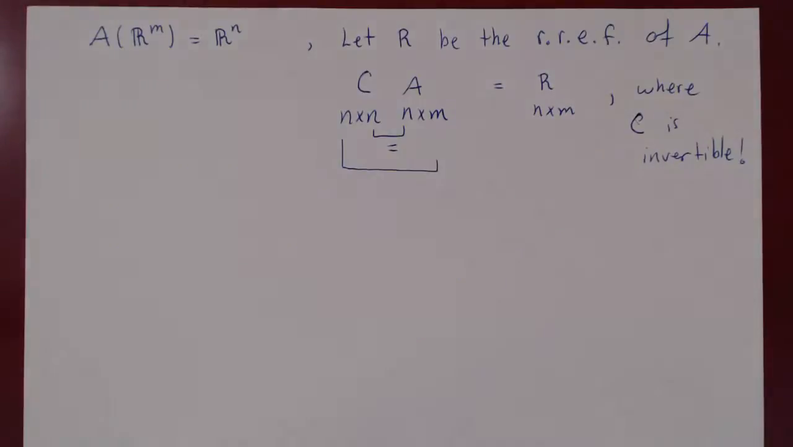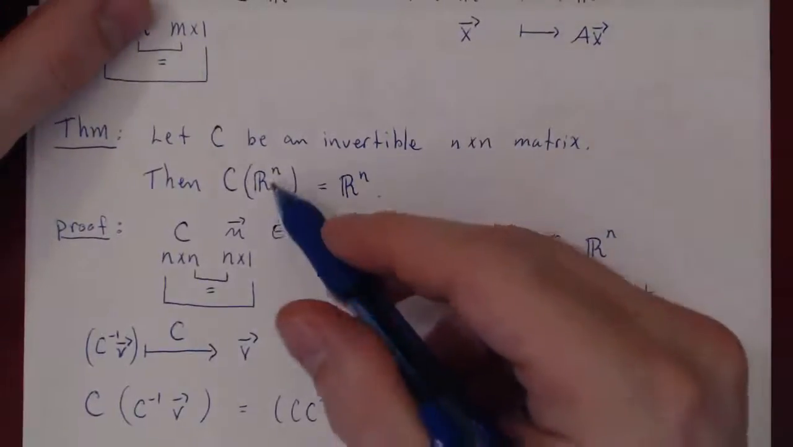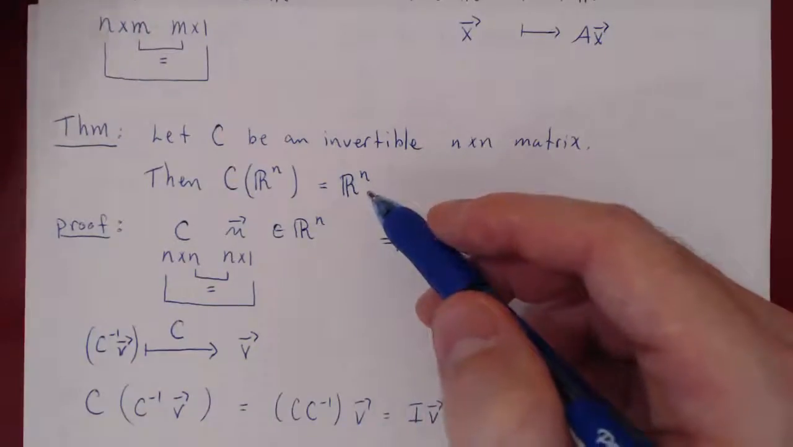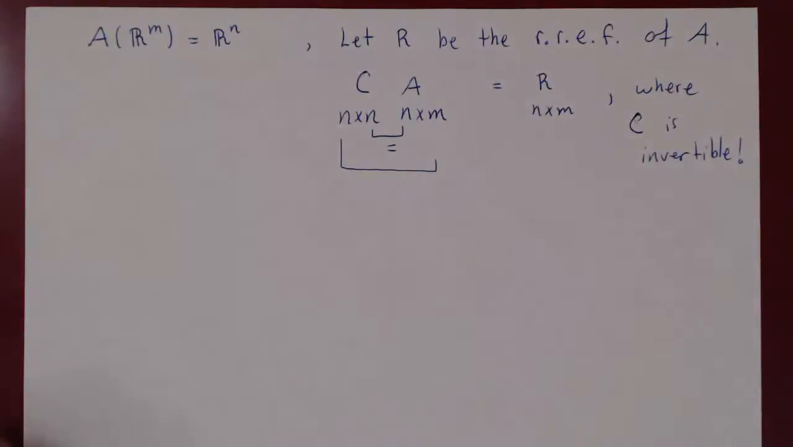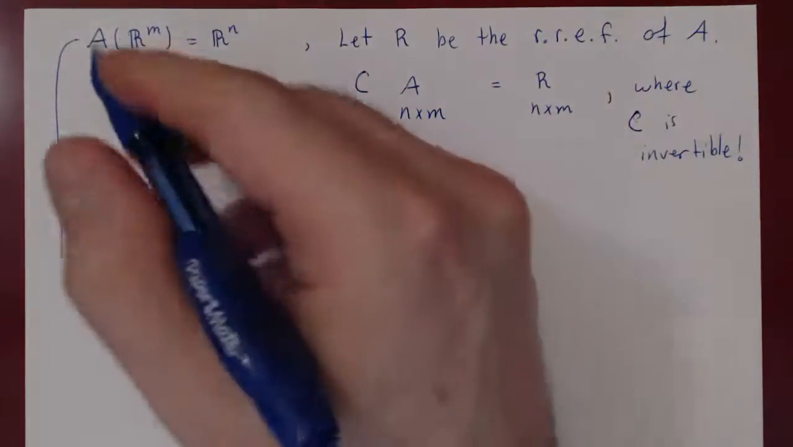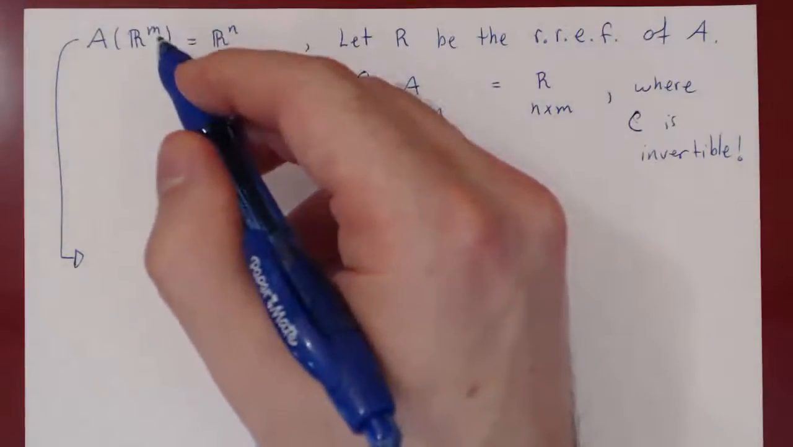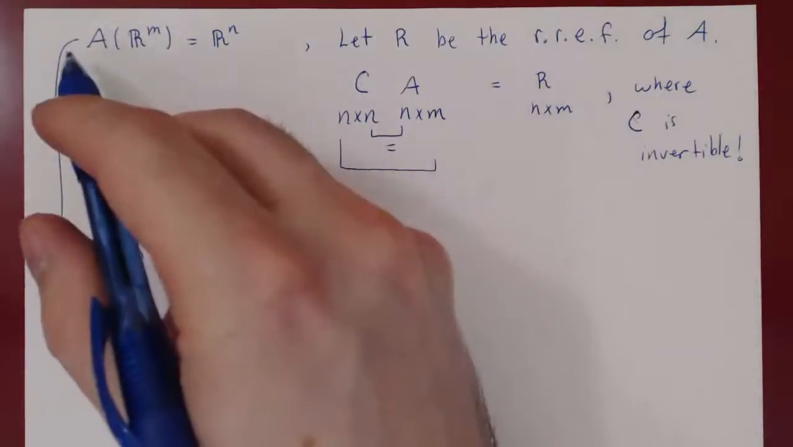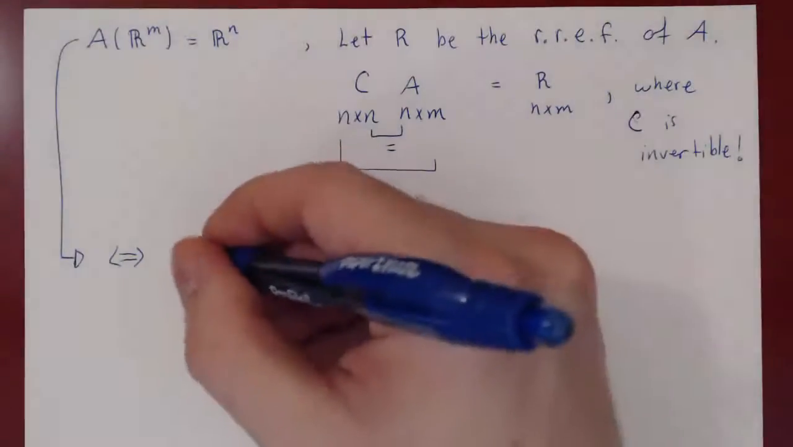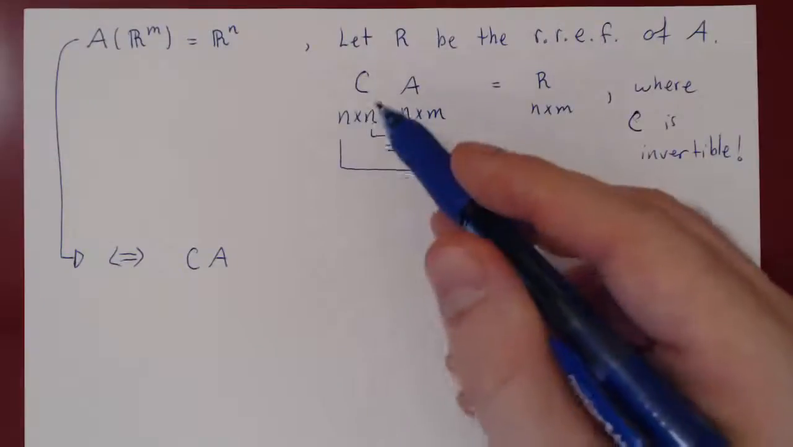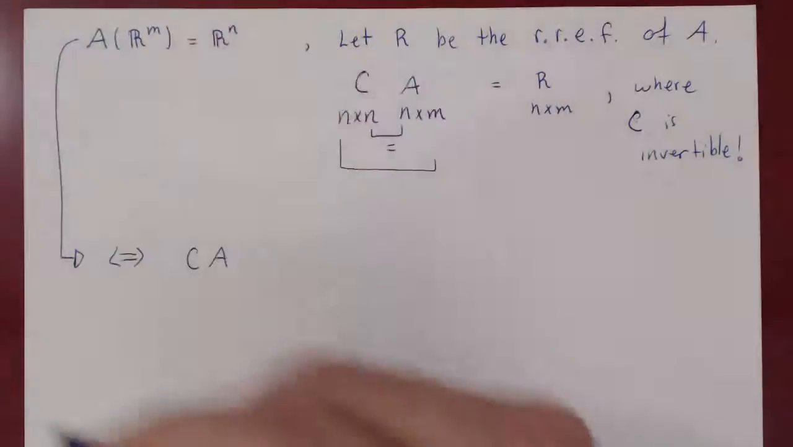And now we can use our previous result, which was, if you multiply Rn by an invertible matrix, nothing happens, you get Rn back. Well, let's do that now. We were asking, will A times every vector in Rm be every vector in Rn? Well, if and only if, let's multiply both sides by C, and it's if and only if because we can go back to this equality because C is invertible. So we can cancel it and go back to the original equality.